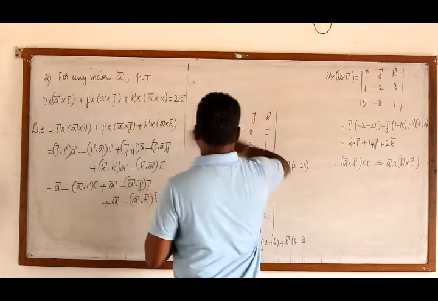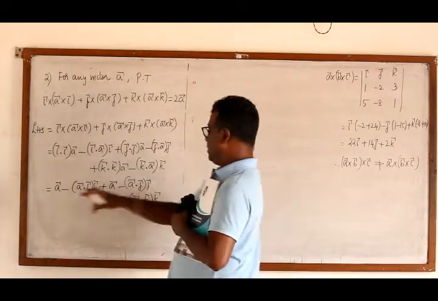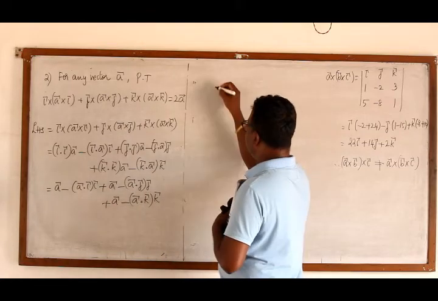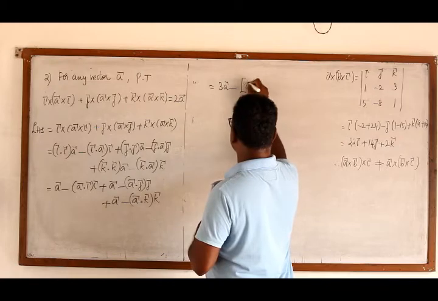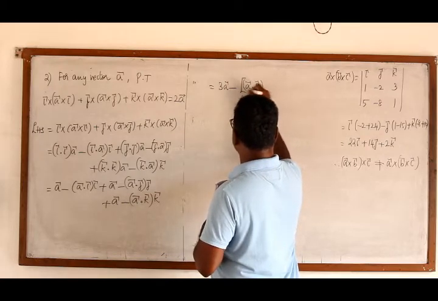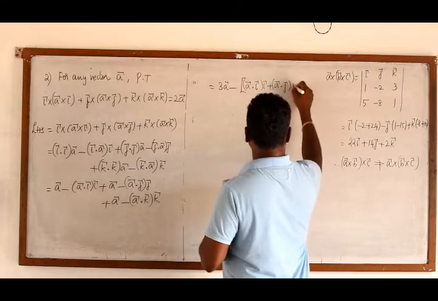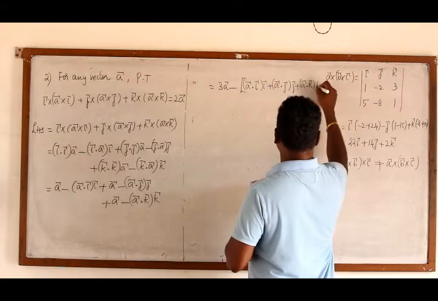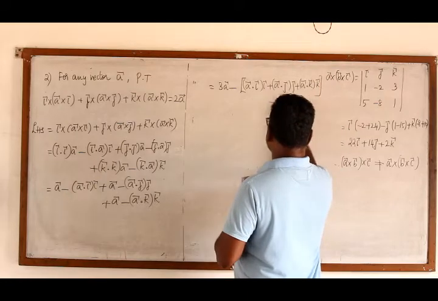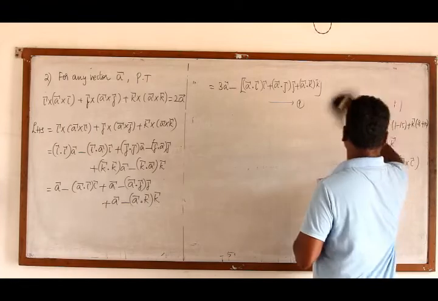I can add all the three A's, isn't it? A plus A plus A is 3A vector. If I take the minus sign out, (A dot i) into i, (A dot j) into j plus (A dot k) into k. This is the result I am getting. So let me give this result as 1.